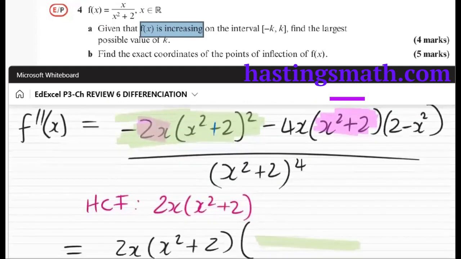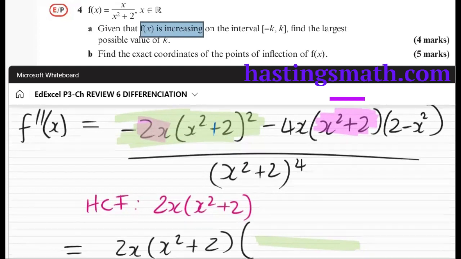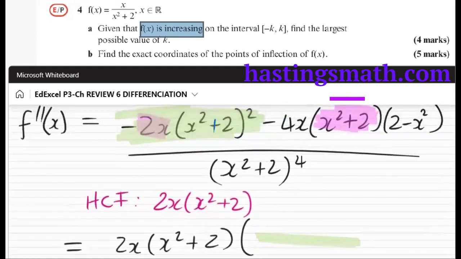Goodness me, lots of writing errors. Talking and writing at the same time, not a good combination. Okay, so now we can do it. So you ask yourself, what is left over? Well, we took out 2x, so it's just -1. And we took out one of the x squared plus 2. So there's an x squared plus 2 left over. There were 2 of them. We took one out.